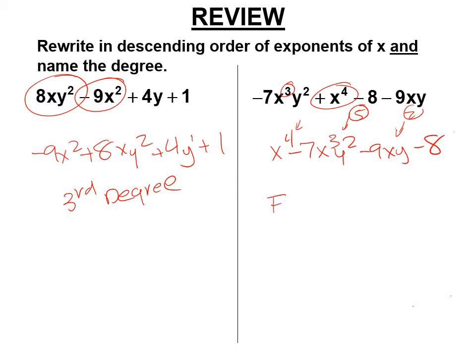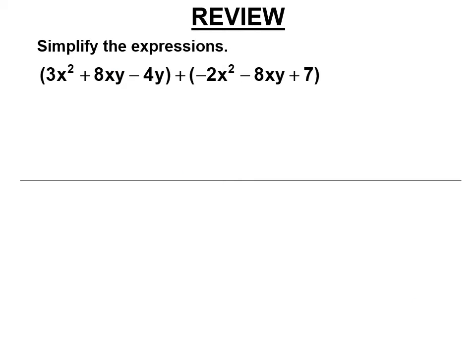So the highest degree, right? You don't add them all up. You just add them up within each term, and then you pick the highest. So this is 5th degree, and this is a 5th degree polynomial. 4 terms. Okay, then we learned to add them, right?